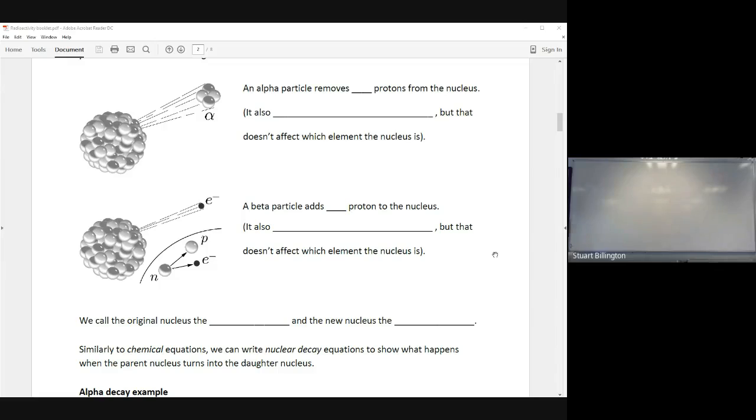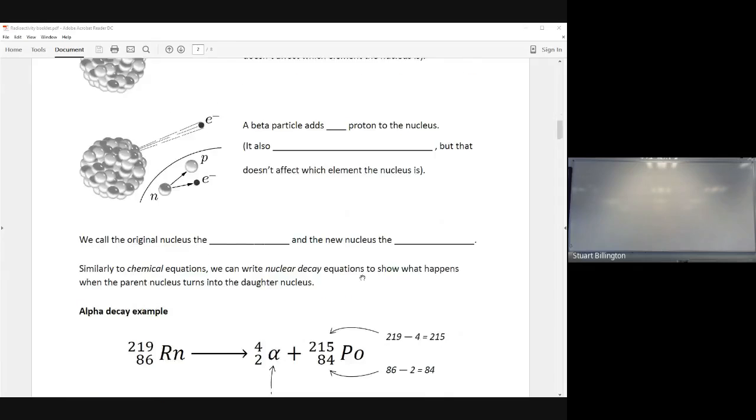2, perfect. Okay, so the alpha particle removes 2 protons from the nucleus, and it also removes 2 neutrons, but that doesn't affect which nucleus it is. So just make a little note of that in your book, so that you can copy it onto the printout when I give it to you. Okay, so scrolling down a little bit, we'll come back to the top bit in a second.